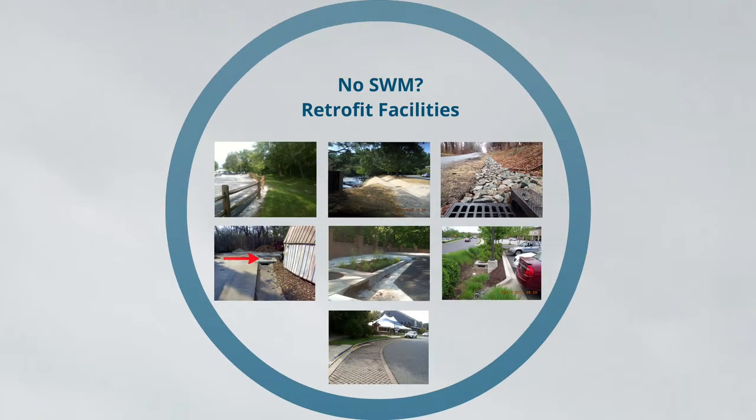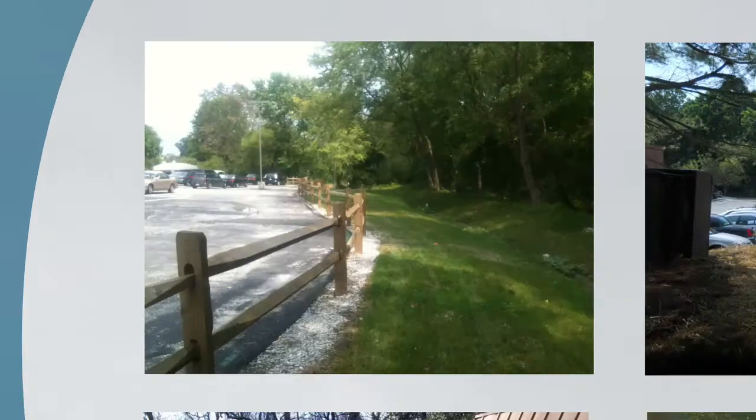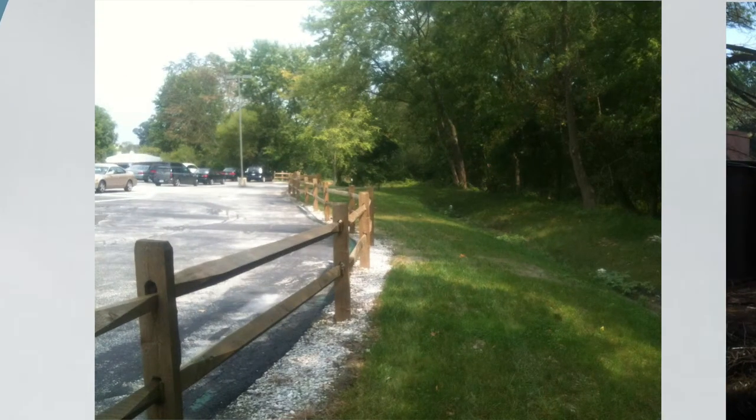So what if a site has no stormwater management at all? And that puts us into a situation that we call retrofit. And so there's a lot of different examples of that. This is one at a private school where a parking lot was retrofit with a small bioretention swale on the right. So this is a vegetative practice.